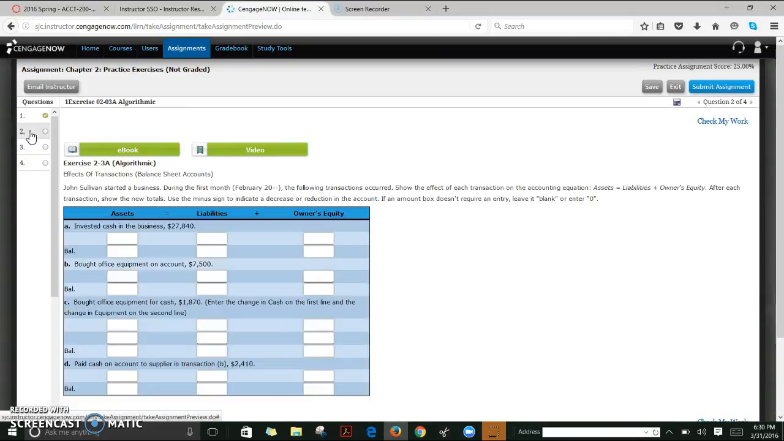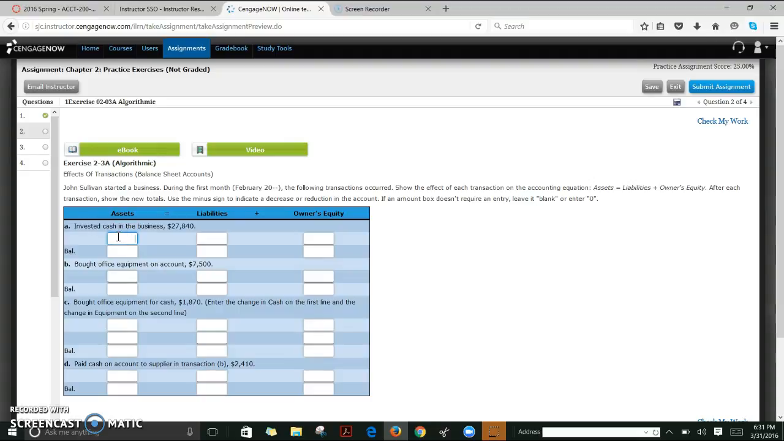Number 2 in the practice takes it a step further and wants to know the effects of transactions. So every time something occurs in our business, it's considered a transaction if it has anything to do economically. So John Sullivan has a business. During the first month in February of 2016, the following transactions occurred. Show the effect of each one on the accounting equation. Remember, our basic accounting equation is assets on the left equals liabilities plus your owner's equity.